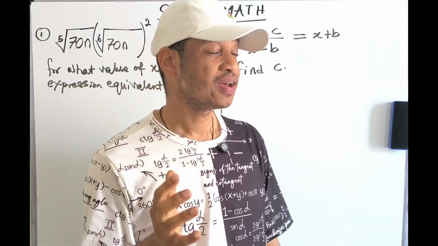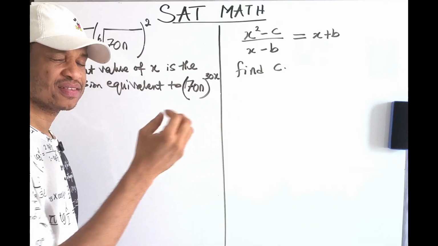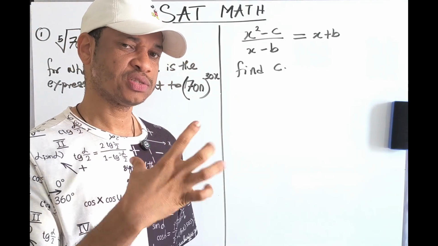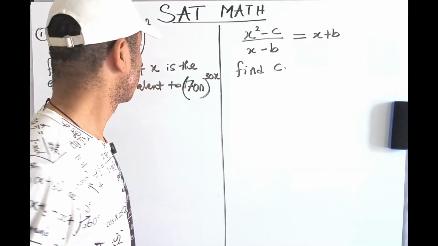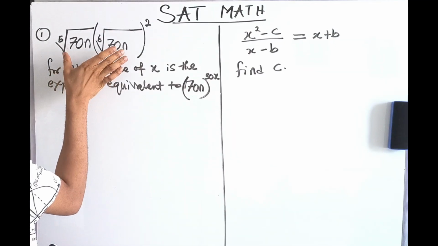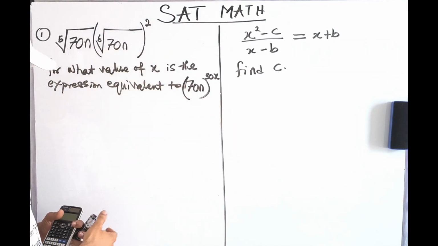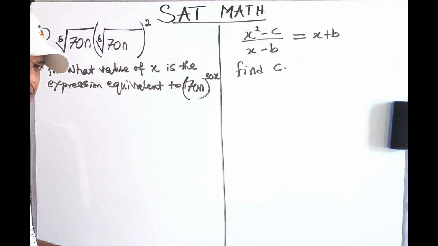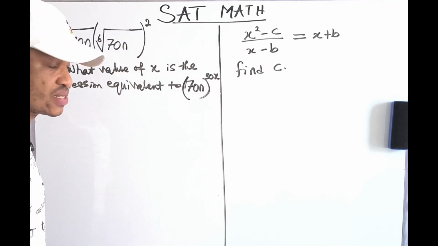So what are we learning today? This is SAT math. It's mainly on equivalent expressions, expressions that are equal. So the first question is, we're told that this is equal to this. How do we find x? Yeah, this is a tricky indices question. So let's see how we can do it.